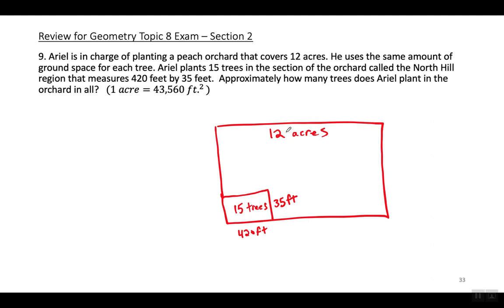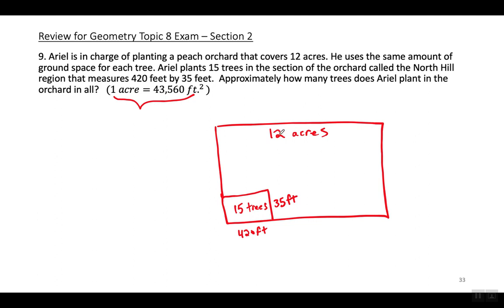First thing I'm going to do, which I'll show you in a second, I'm going to convert 12 acres into square feet. How am I going to do that? It says right here that 1 acre equals 43,560 square feet. So all I've got to do is multiply 12 times 43,560 square feet, and that'll tell me how many square feet is equal to 12 acres.